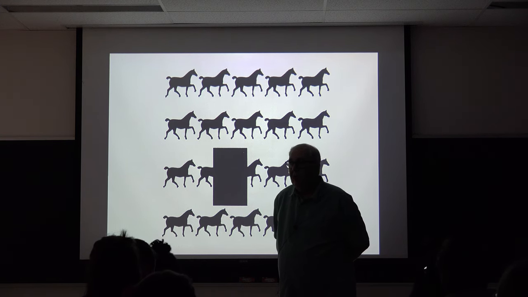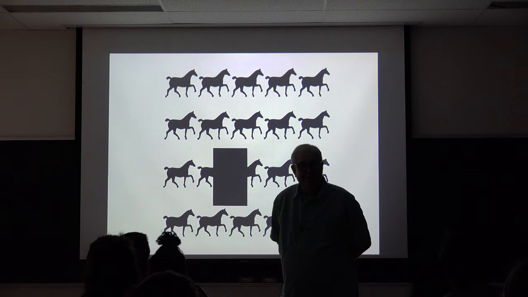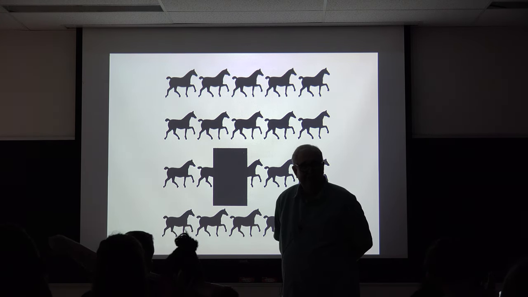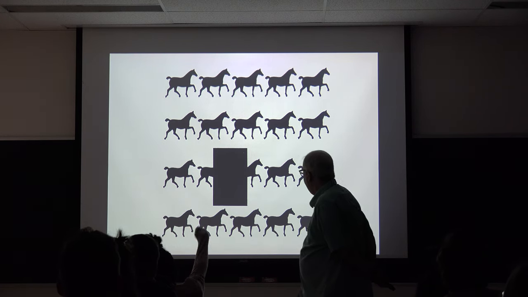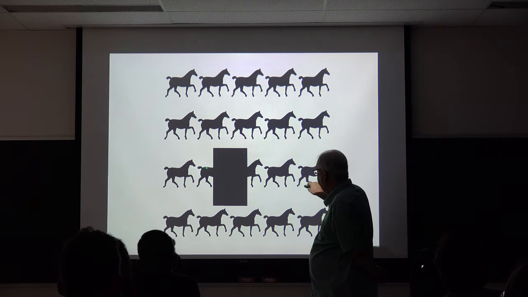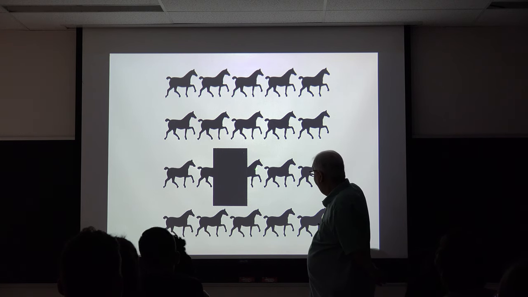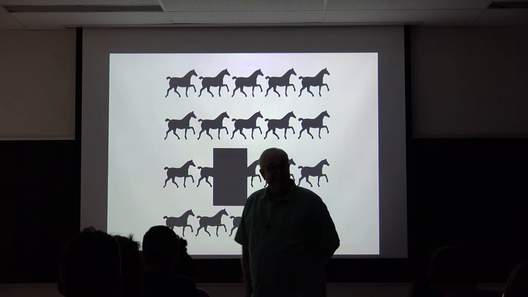Do you see a really long horse or two normal horses? How many of you see a really long horse? How many of you see two normal horses? That's pretty split. So if you see a really long horse, what you're doing is you're taking this contour and linking it up to the one over here. And your brain is saying that fills in. I call that the limousine horse.